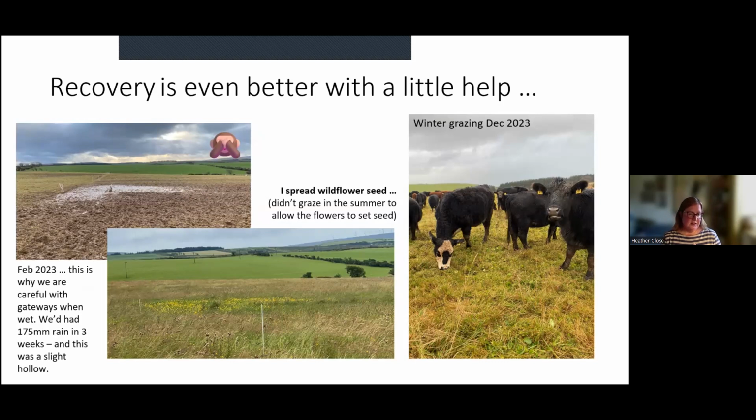We'd had a huge amount of rain, well, the ground was already waterlogged, so we'd had 175 mil in 3 weeks, and as you can see, it's on a slight hollow. But the cows are walking back and forth through that from 2 o'clock in the afternoon. It just made a complete muddy mess. So now, once it starts getting really wet, we basically move the cows at 10 o'clock.